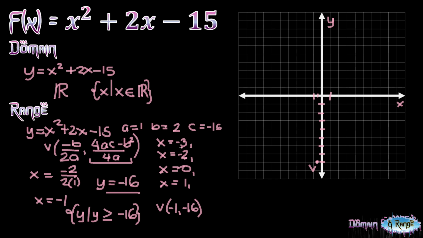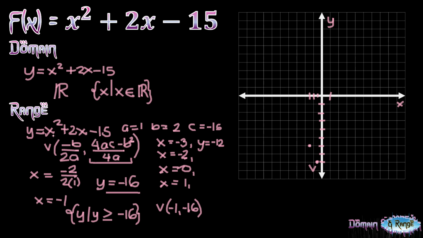So if x is negative 3, the square of negative 3 is positive 9. 2 times negative 3 is negative 6. So we have 9 minus 6 is 3, minus 15, negative 12. So 2, 4, 6, 8, 10, 12. And then it's negative 3, so it's somewhere here. So again, 2, 4, 6, 8, 10, 12. This is the other point on the graph. So y is negative 12.